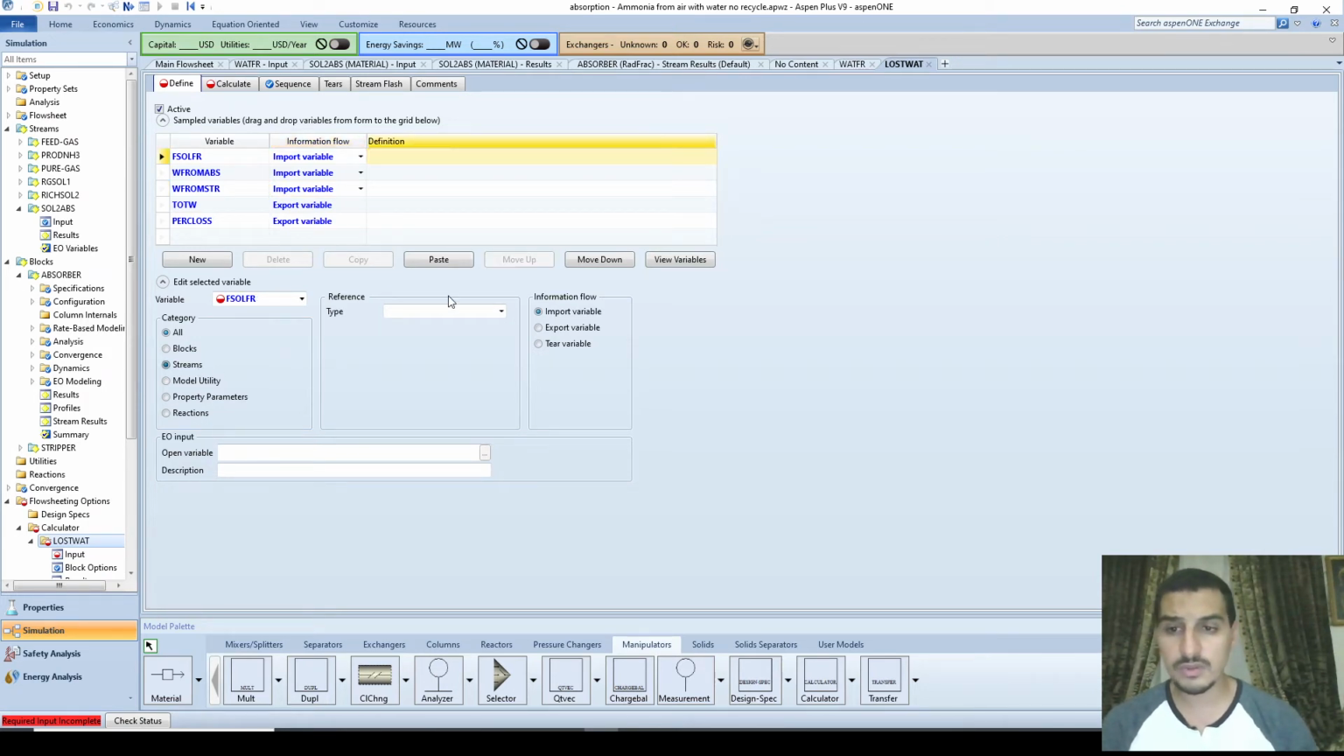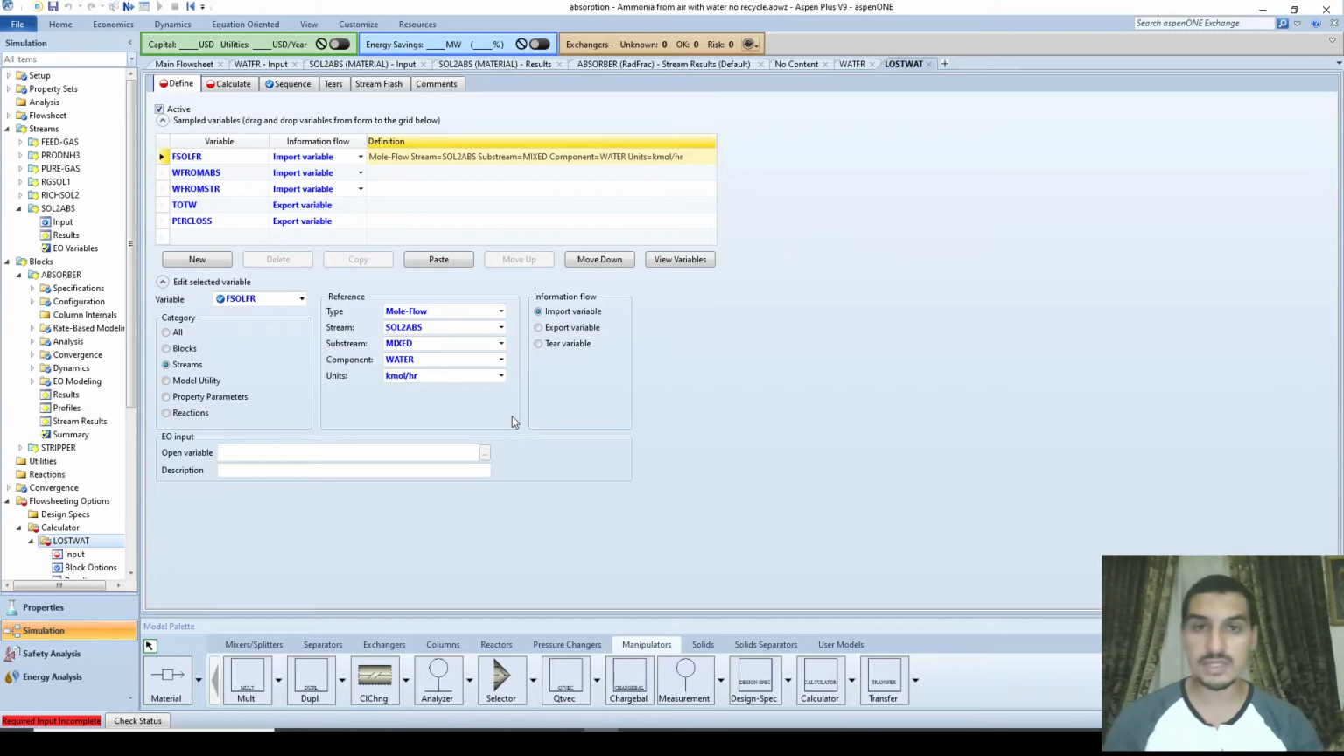So now let's go one by one. This is a stream. This is going to be mole flow, because it's a component mole flow of the feed, which is the solvent to absorber, and this is the water in this stream. And I did it like this despite having pure water as a feed, because I want to make it universal, so that it doesn't matter how much impurities I have in the feed, it's going to be calculated based on the amount of water only.